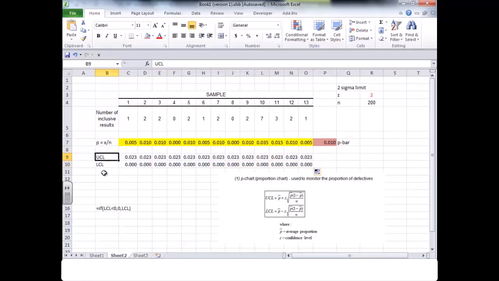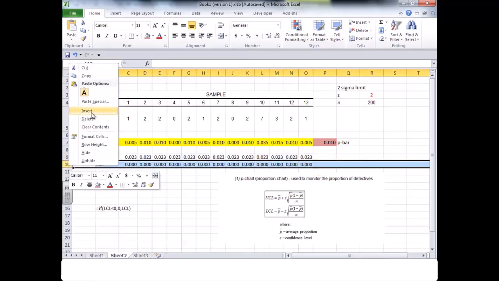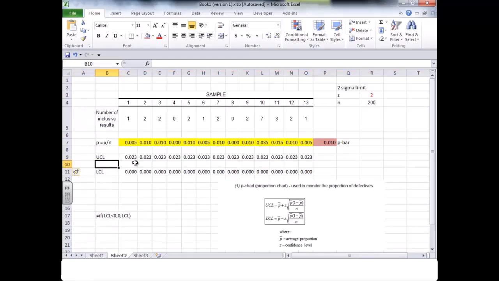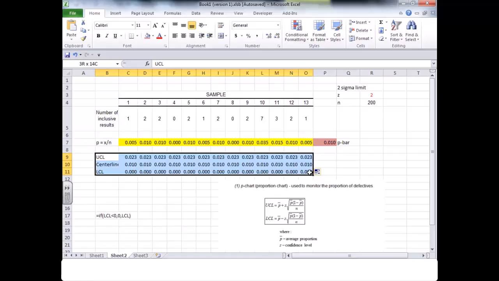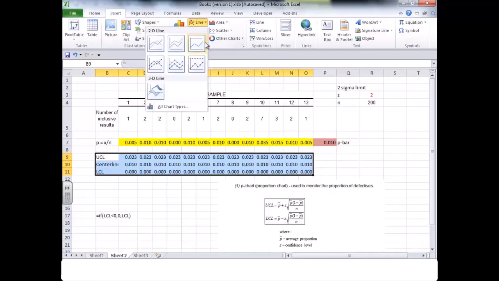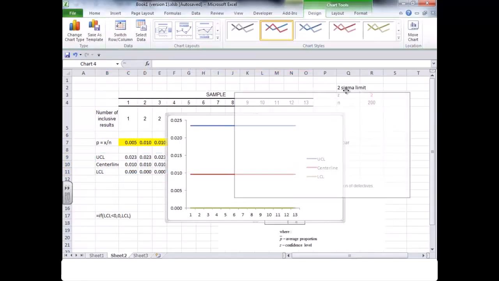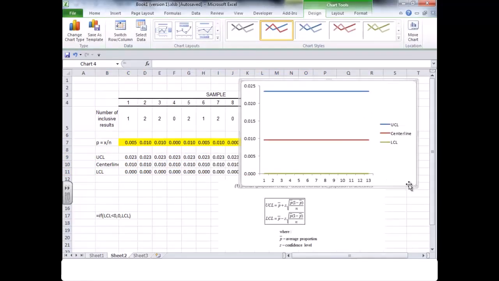So we'll add one more line, which is the center line. The center line is the P bar, F4. Copy that across. And we have the 3 rows to have our control chart: the upper, the center, and the lower limits. Insert. Line. Are we clear so far?